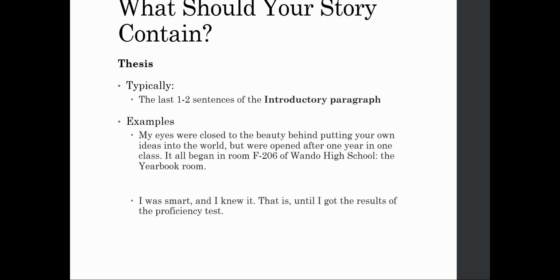Here are 2 examples that you might consider. In both of these examples, we have 2 sentences. The 2 sentences are short, they're not overly complicated, but they allow the reader to understand what the essay may be about, what point the essay focuses on, and we get that from just the 2 sentences. So let's take a look at the first example. It says, "My eyes were closed to the beauty behind putting your own ideas into the world, but were open after 1 year in one class. It all began in room F206 of Wando High School, the yearbook room."